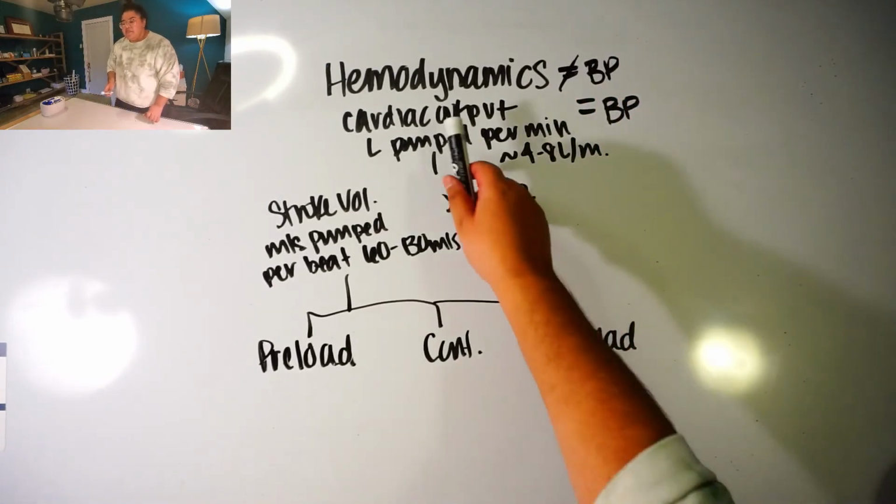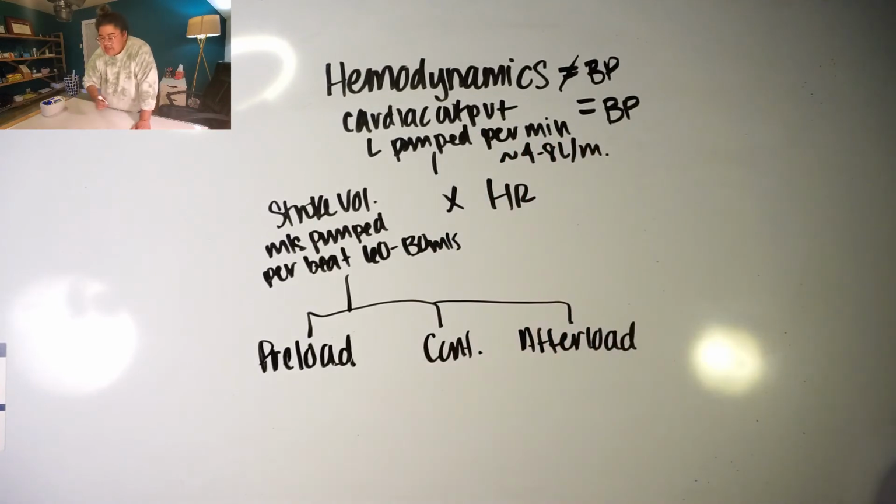Okay, but your cardiac output relates to your blood pressure. So that is how all these things relate to one another. So we should not be looking at the blood pressure and being like, oh, that blood pressure is good, and thinking that this person has good hemodynamics. If this person has good stroke volumes, then they have probably good hemodynamics.